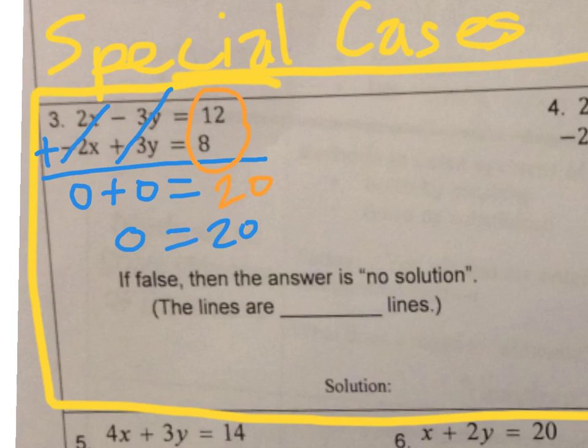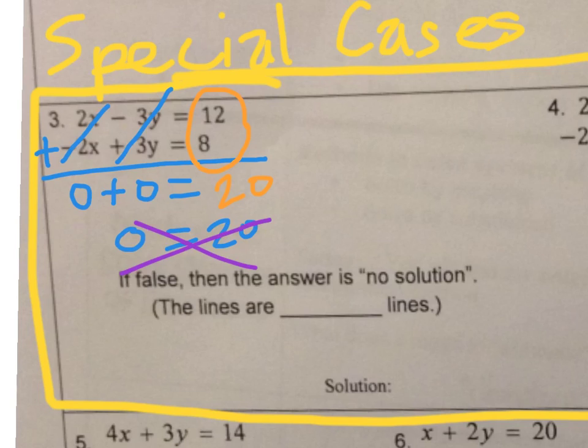So our answer is that 0 is equal to 20, and both our x and our y variables have canceled out. When your variables cancel out, that is your clue that this is a special case. You have a special solution. So we need to see, is our statement true or is it false? Will 0 ever be equal to 20? No. So it is a false statement, and the answer here is no solution.